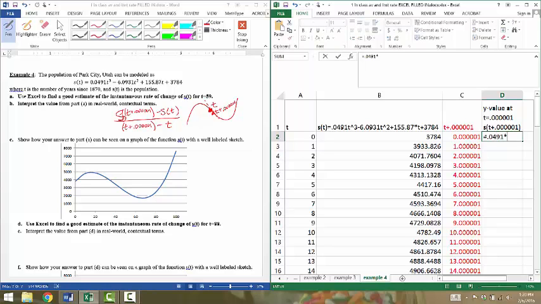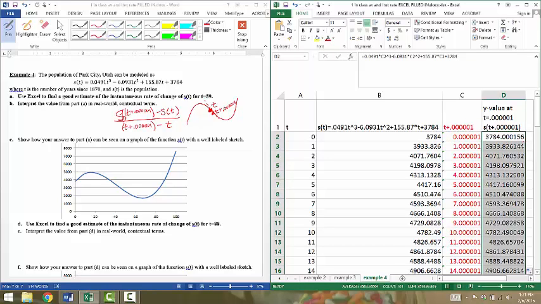All right, so it will equal 0.0491 times this value in column C to the third minus 6.0931 times the column C value squared plus 155.87 times this column C value plus 3784. And now I drag the formula down.